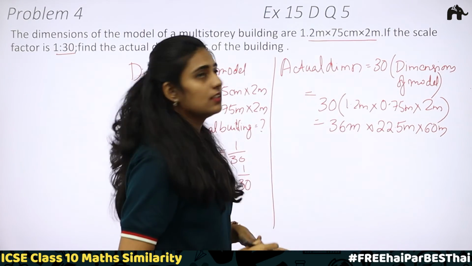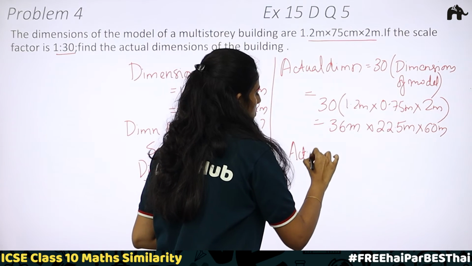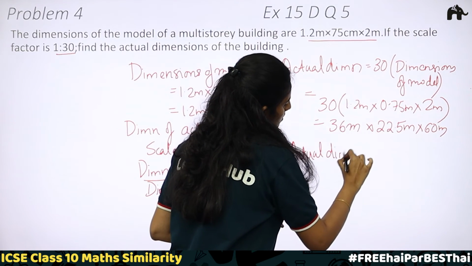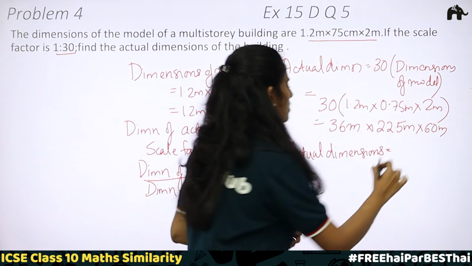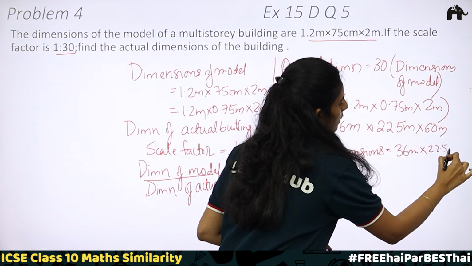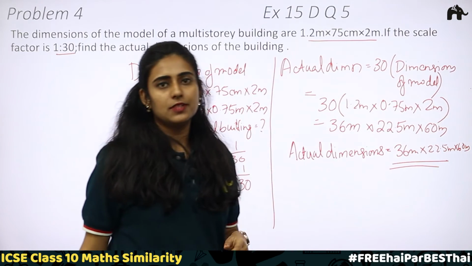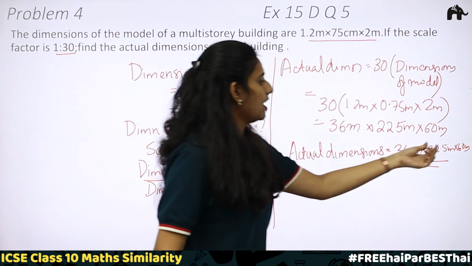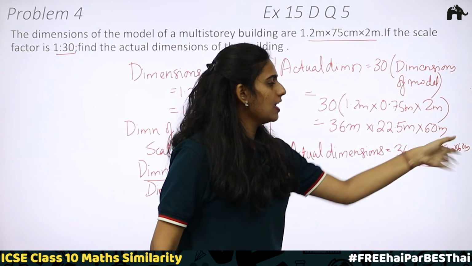So these are the dimensions of the actual building. Actual dimensions is equal to 36 meter by 22.5 meter by 60 meter. Understood? So the length, breadth and height of the actual building are 36 meter, 22.5 meter and 60 meter.